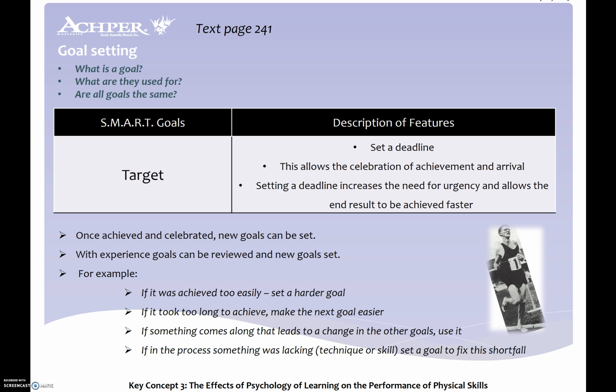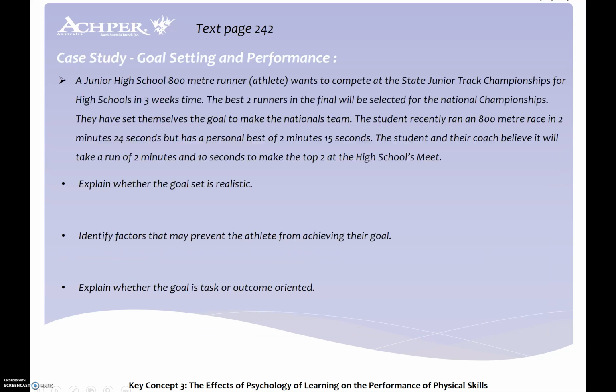So setting the deadline increases the need for urgency and allows the end result to be achieved faster, which can then also increase motivation. So once we've achieved those goals, we need to continually set new goals to allow for improvement. It's no good just achieving one and then plateauing. The reason we improve is because we set new goals that we can achieve. And then we need to review. So say if it took too long to achieve, make the next goal easier. If it was too easy, set the next goal harder, all those sorts of things.